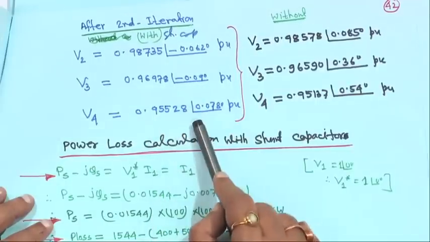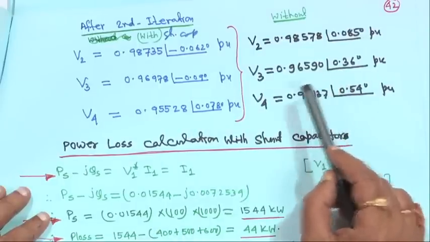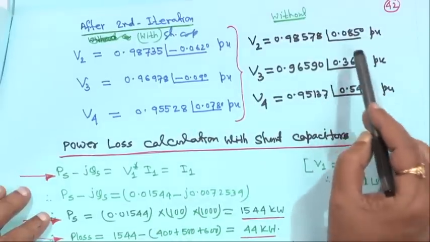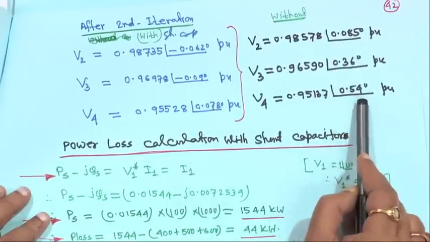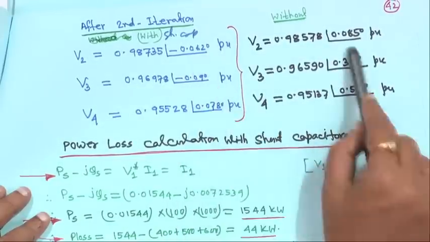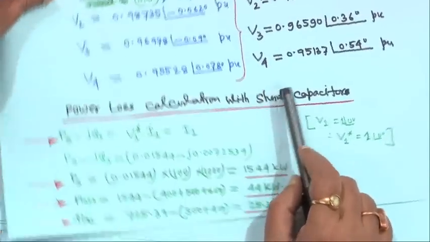So, everywhere voltage actually has improved because of the capacitor, although not all the time it will happen. For this example this angle was leading, here it is lagging, here it is leading, here it is lagging, here it was leading, here also it is leading, but there is some change in the angle also. So, this is the voltage after second iteration.